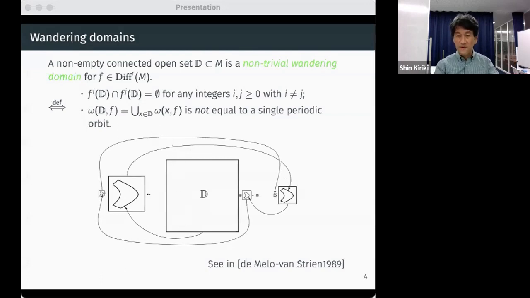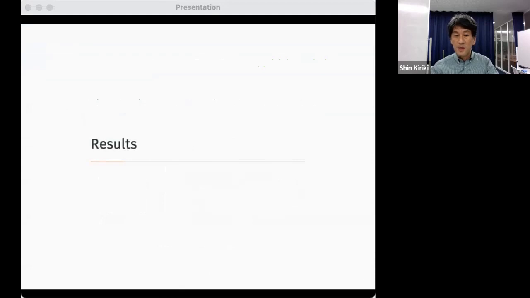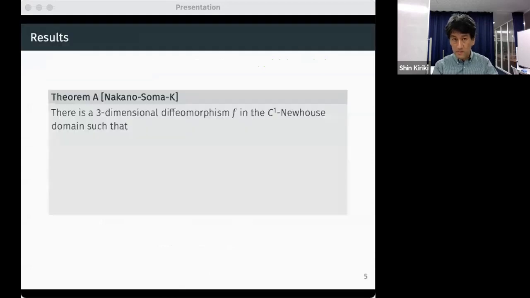So using this definition, we are now ready to state our main result. Theorem A: there is a three-dimensional diffeomorphism F in the C1 Newhouse domain, where the C1 Newhouse domain, also known as the Bonatti-Díaz domain in Japan, means an open set of diffeomorphisms having C1 robust homoclinic tangency. Such an open set was presented by Bonatti and Díaz for any dimension at least three.